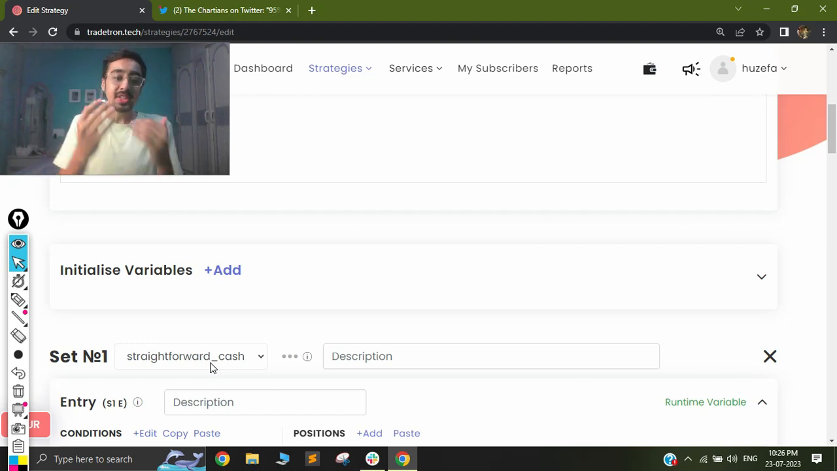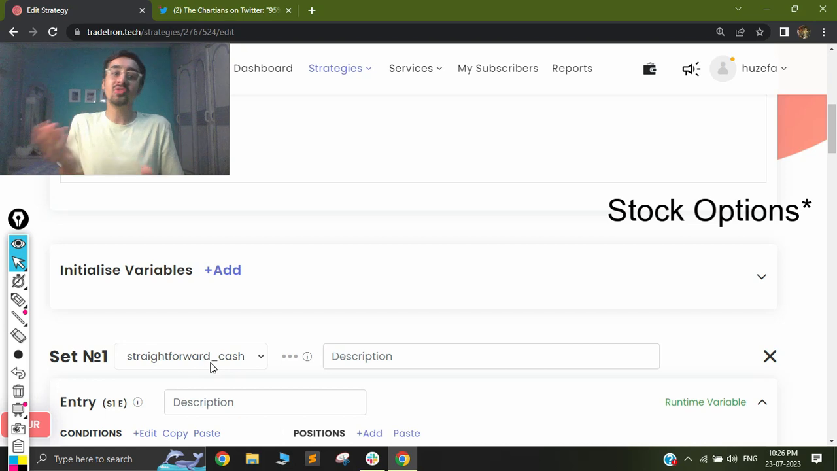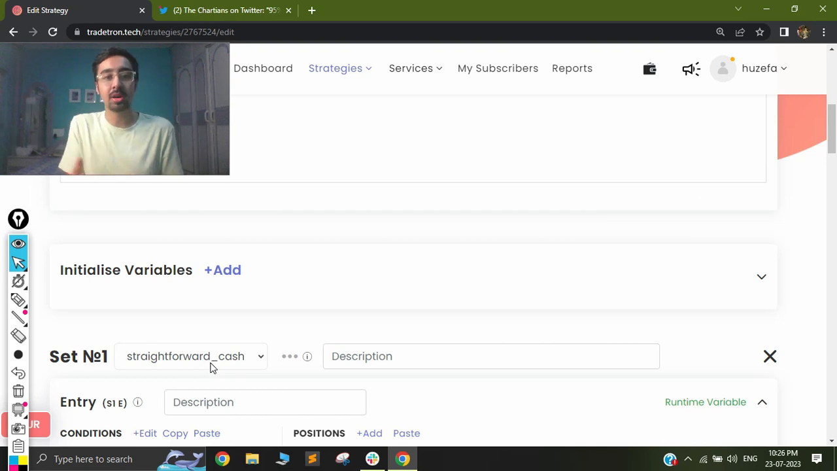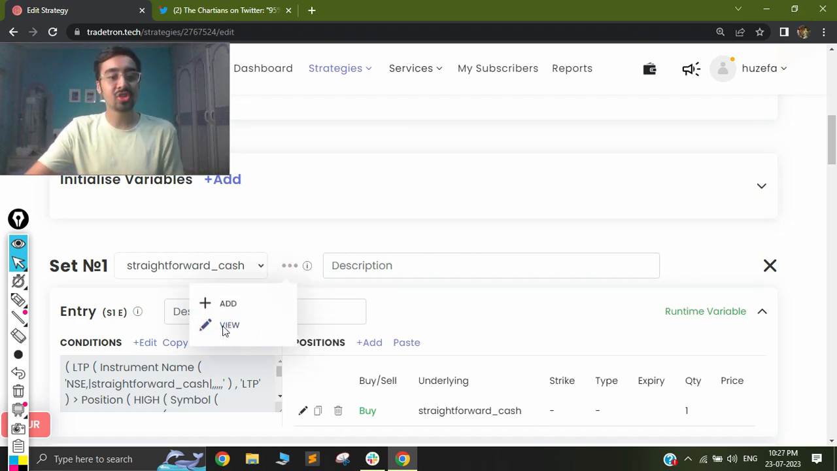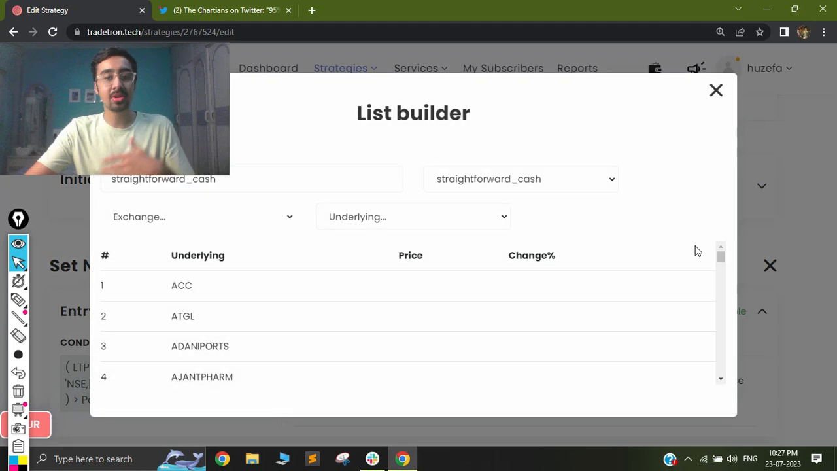This, of course, logic can be built on futures and options for indexes and options as well. So you can use it based on your particular view of the market. In my straightforward cash list, I have a lot of different cash stocks which you can use, and the conditions will be checked in all these different cash stocks.